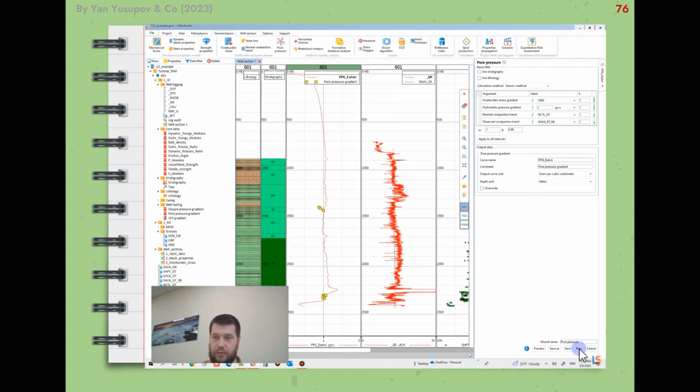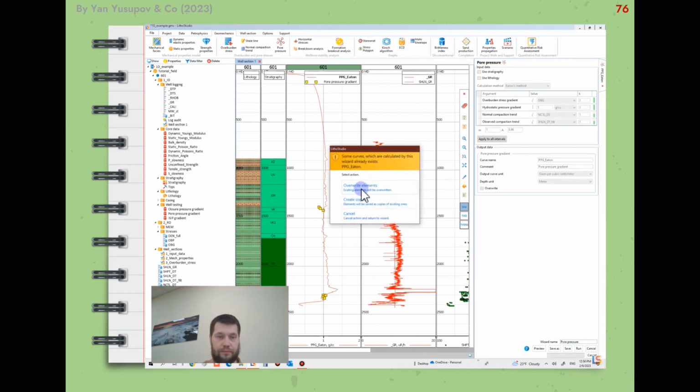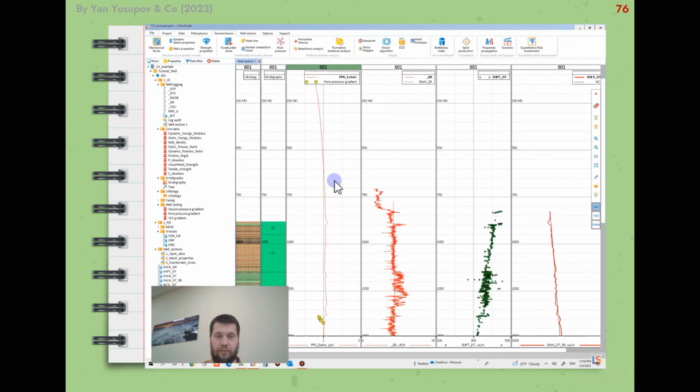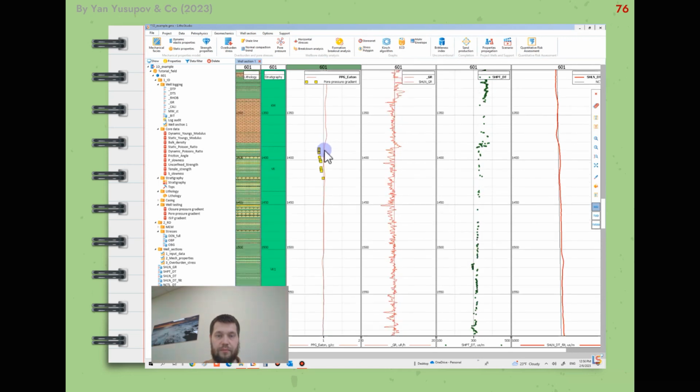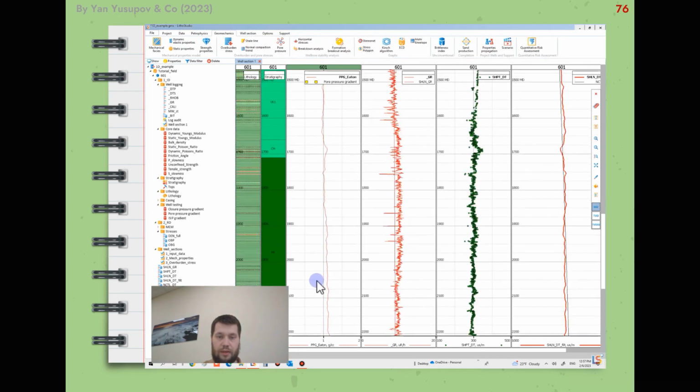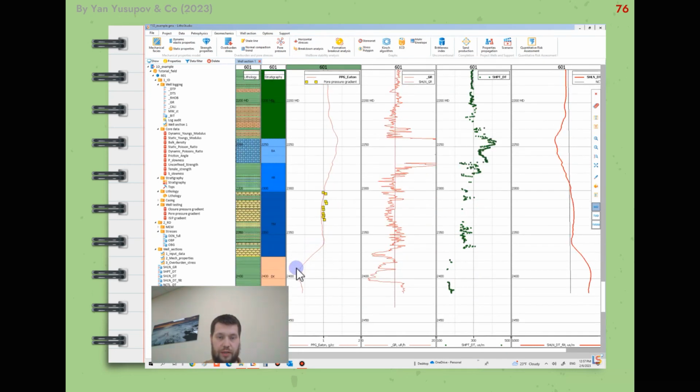Now we will draw an approximated curve. We will use these points and make hydrostatic pressure here, because the calculation by Eaton's method in these rocks is not correct, because these are magmatic rocks, and Eaton's method doesn't work for magmatic rocks, only for clastic claystone rocks.